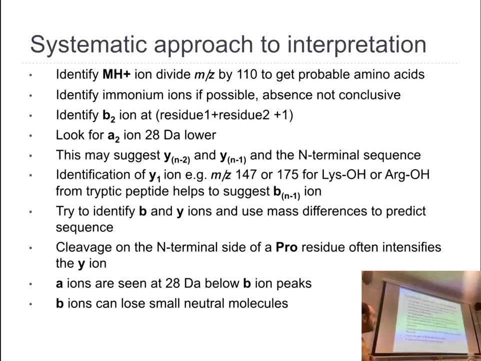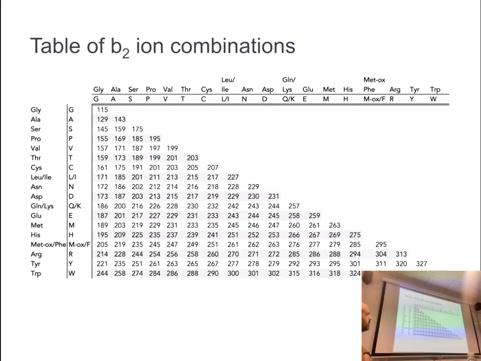Now, Keith loved this B2 ion. The B2 ion is quite stable, so we usually always observe them. The B2 ion is basically going to be residue 1 plus residue 2 plus 1, the proton. It's the first fragment after that, the first two amino acids. Again, you don't need to remember their masses. I'm going to give you this table when you sequence them, so we'll come back to this. So this one is a B2 ion combination.